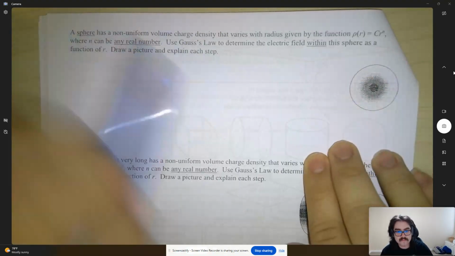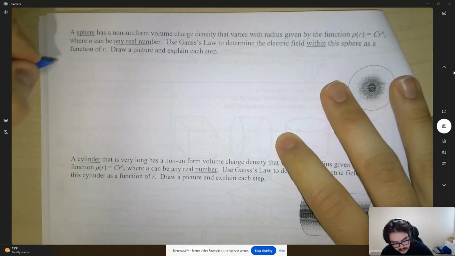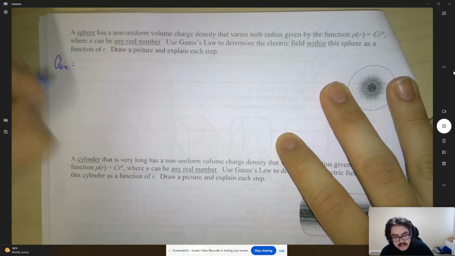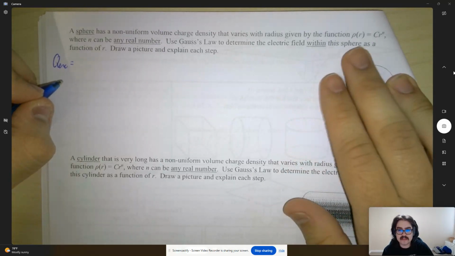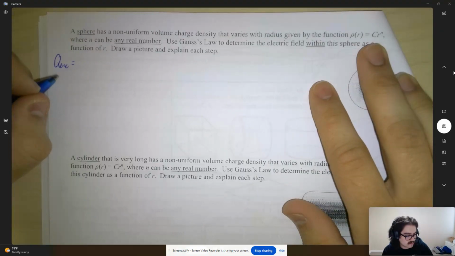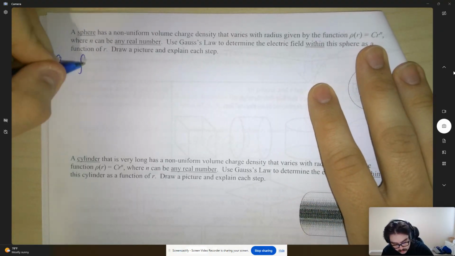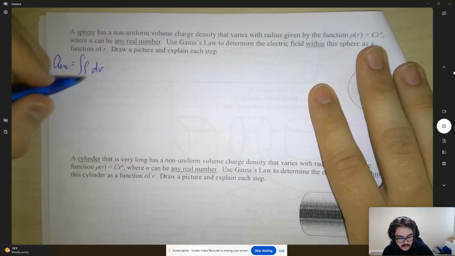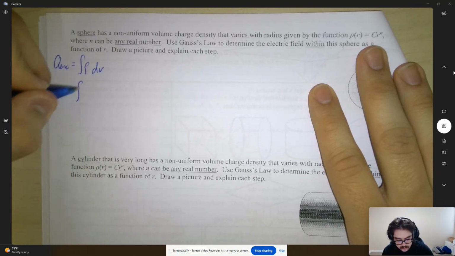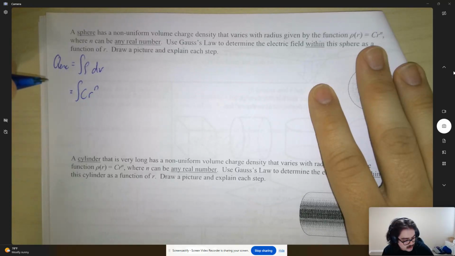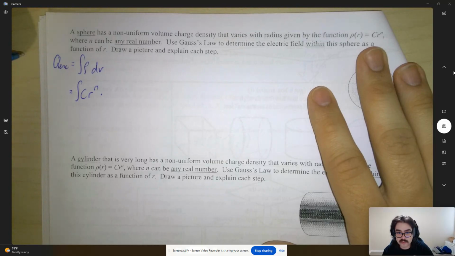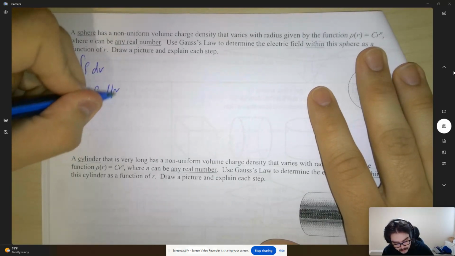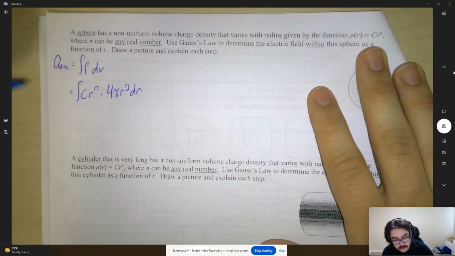I need to first figure out, the first step is always to figure out your enclosed charge, okay? Q enclosed. In this case, I'm going to integrate this function right here, C r to the n, okay? So this is going to be the integral of rho with respect to volume. I'm going to change dV to be my differential volume, which is my surface area times dr. So then it would be 4 pi r squared dr.